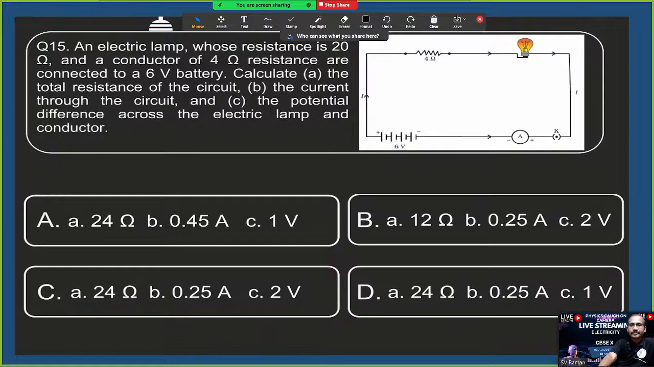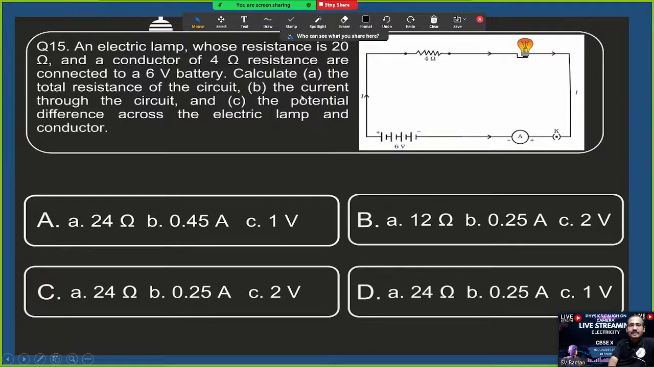Clear? Now, there is a question in CBSE. An electric lamp whose resistance is 20 ohms and a conductor of 4 ohms resistance are connected to a 6 volts battery. Calculate the total resistance of the circuit. B question, the current through the circuit, and C question, the potential difference across the electric lamp.